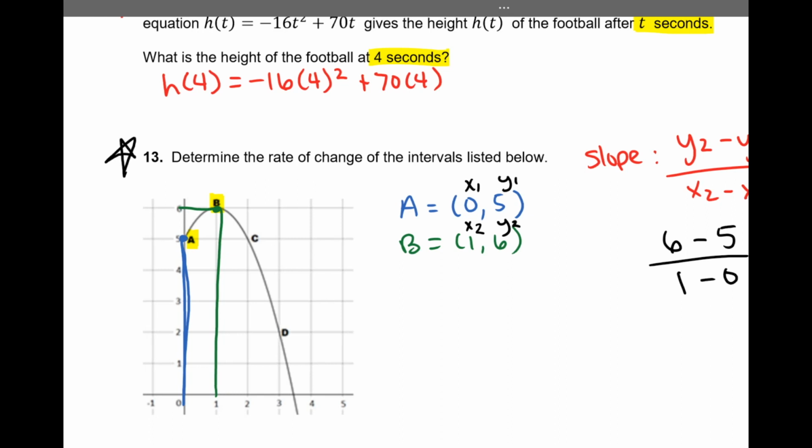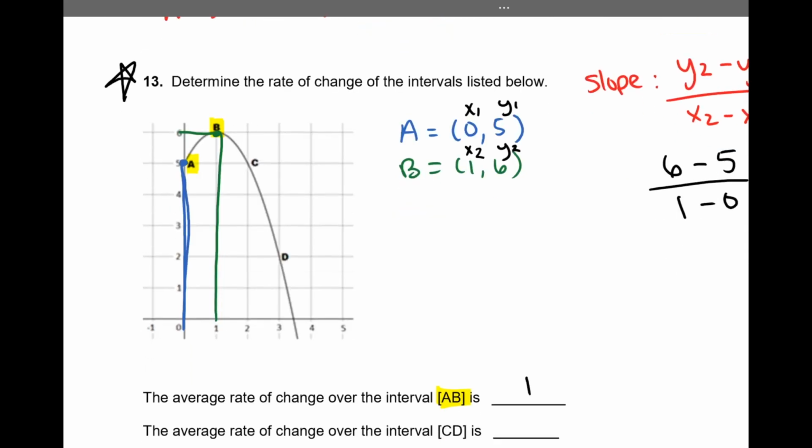I just did the A, B. You guys do C and D. Okay.